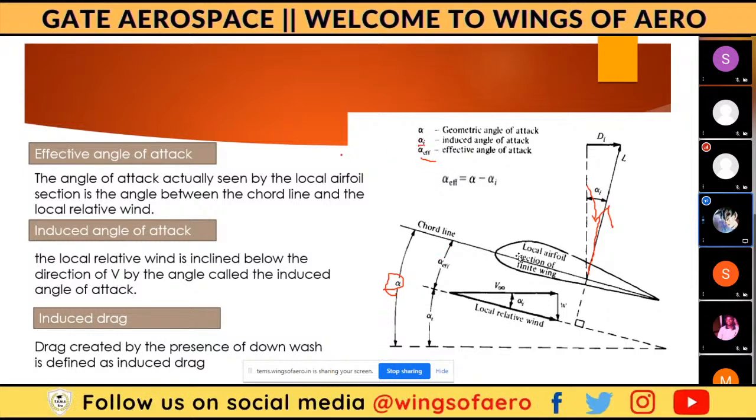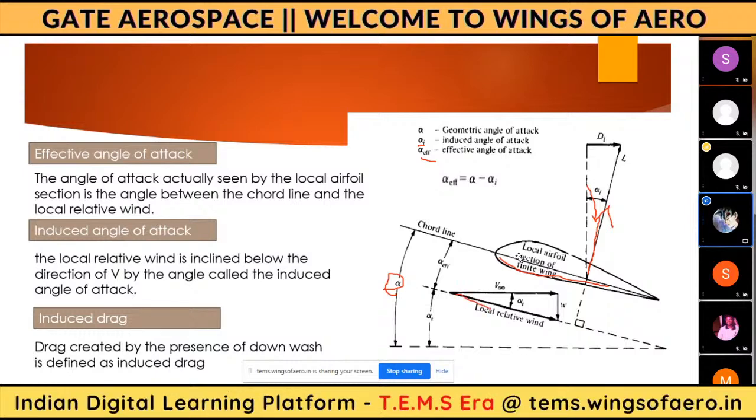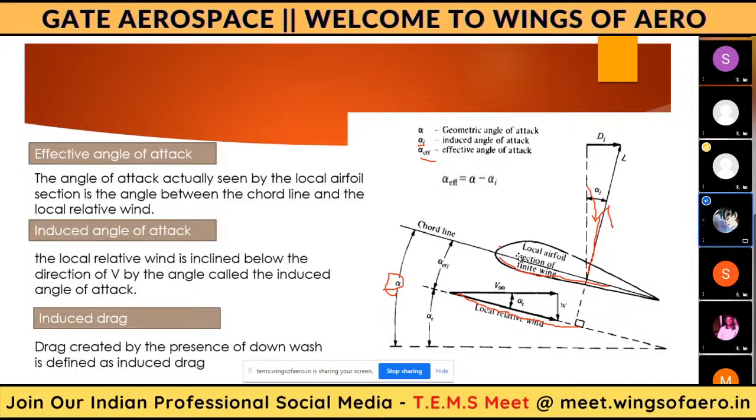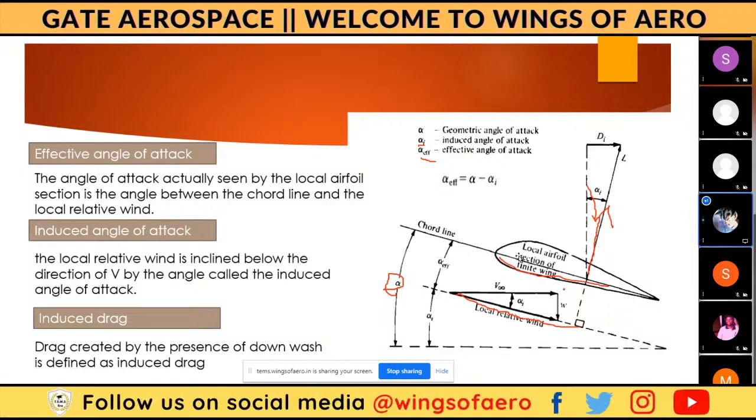Okay. So effective angle of attack is the angle between the aerofoil section, this is the aerofoil section, and the local relative wind. The angle between the aerofoil section and the local relative wind is called the effective angle of attack, and the induced angle is the angle of the local relative wind. The local relative wind is inclined to some angle of attack.